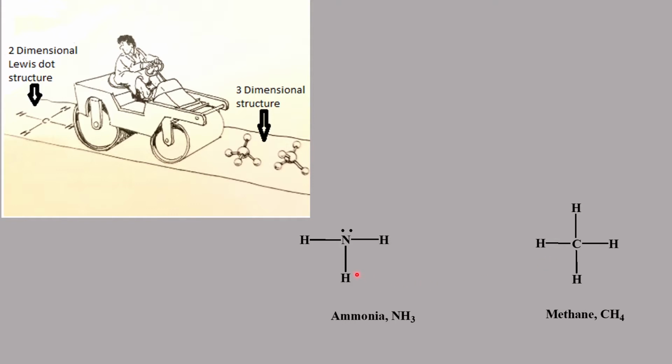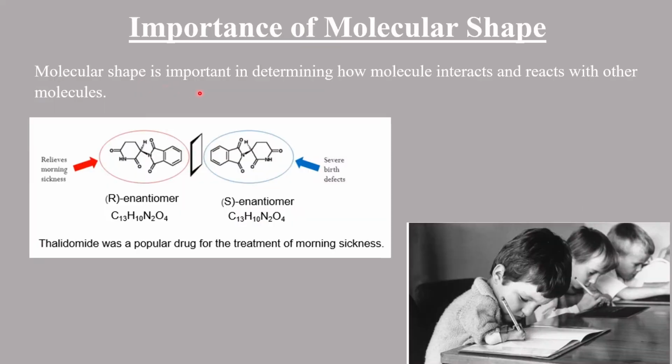These Lewis dot diagrams only show how atoms are connected in a molecule and how valence electrons are arranged in a molecule. However, neither methane nor ammonia is actually a flat two-dimensional molecule, but both of them have much more interesting three-dimensional shapes. So in this video, you will learn how to convert a two-dimensional Lewis dot structure to a three-dimensional shape of a molecule. Molecular shape is important in determining how molecules interact and react with each other.